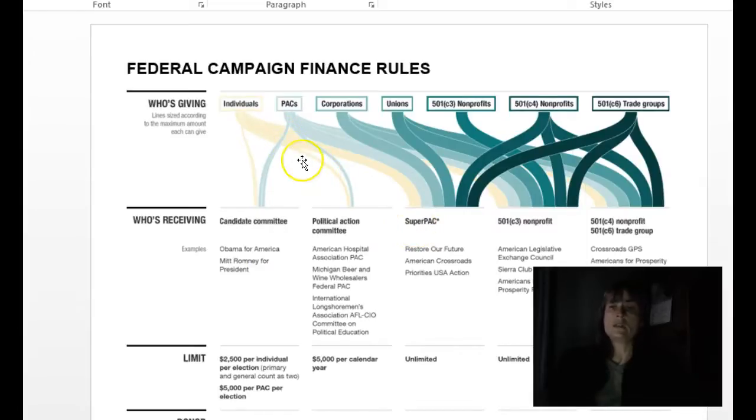Now, this is a chart that was put together by NPR, one of the shows trying to explain how this process works. So individuals can give money to all these different kinds of groups, right? PACs can give money to candidate committees and also to other kinds of political action committees.